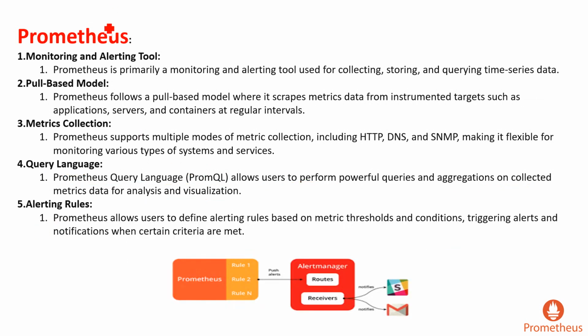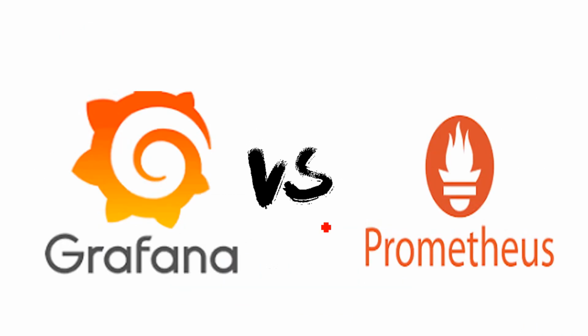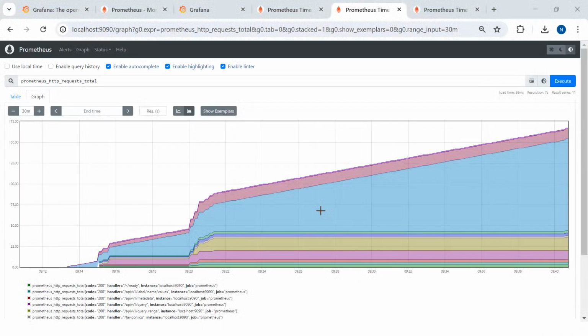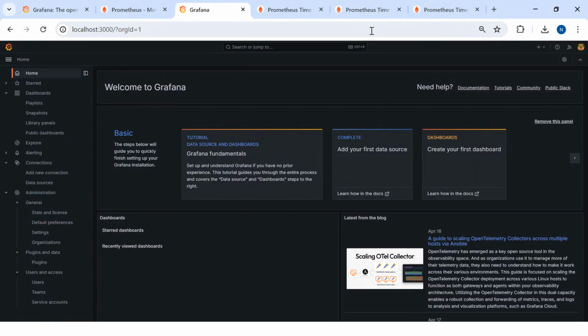Then lastly, Prometheus also supports alerting rules. So Prometheus allows users to define alert rules based on metric threshold conditions, triggering alerts and notifications when certain criteria are met. So these are nothing but Grafana and Prometheus. Let me do one quick demo before going to the comparisons.